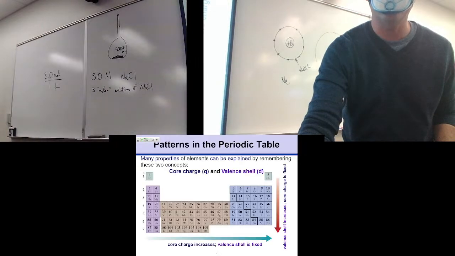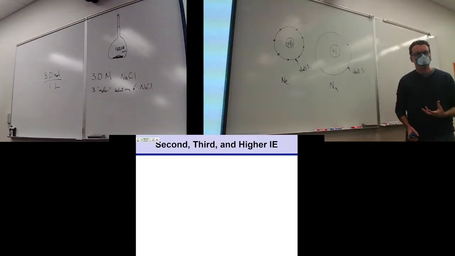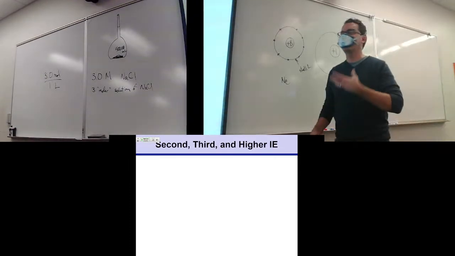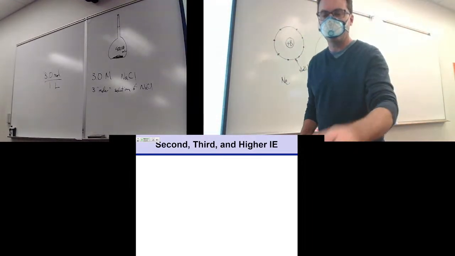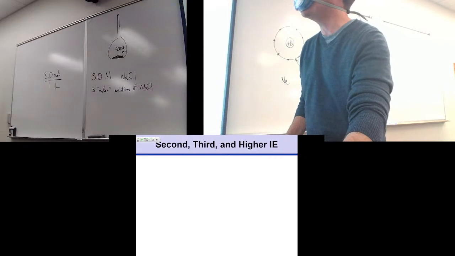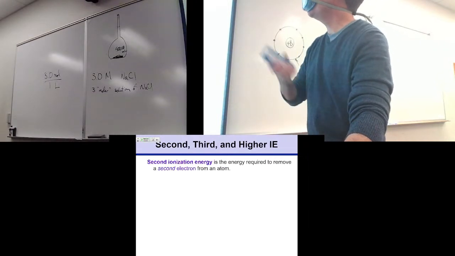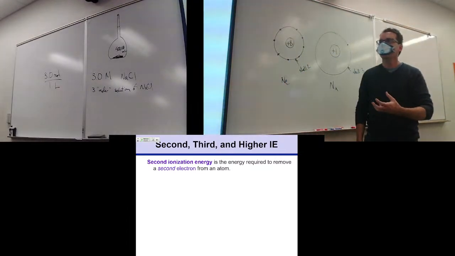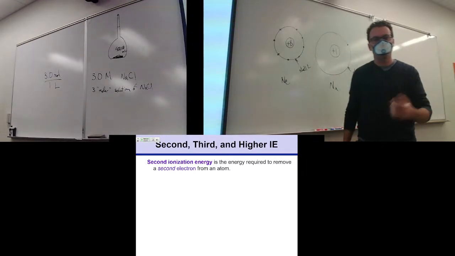So we're going to look at a little more data. Instead of just the first ionization energies, we're going to look at extra ionization energies, the second one, the third one, and even higher. If I start removing multiple electrons from an atom, what kind of energies do I see? The second ionization energy is the energy required to remove a second electron. So you start with a cation, for instance sodium plus, and I strip a second electron away to make sodium 2 plus.